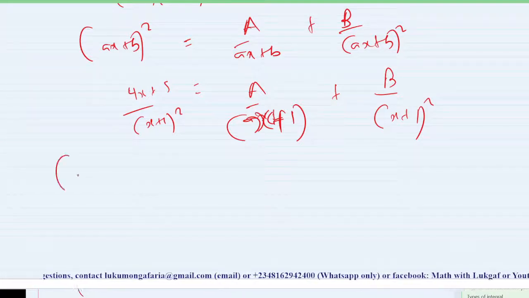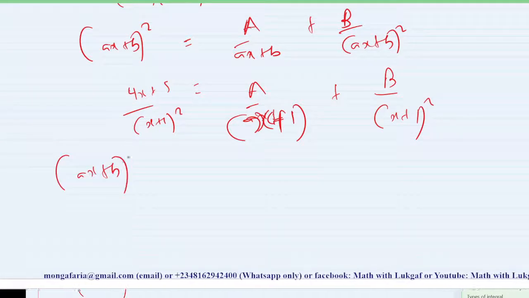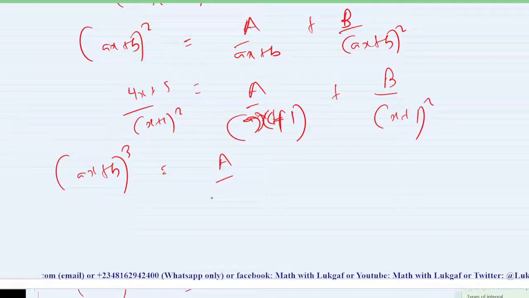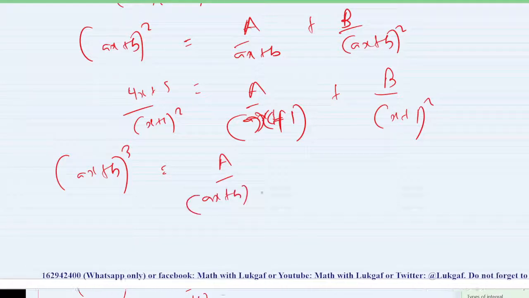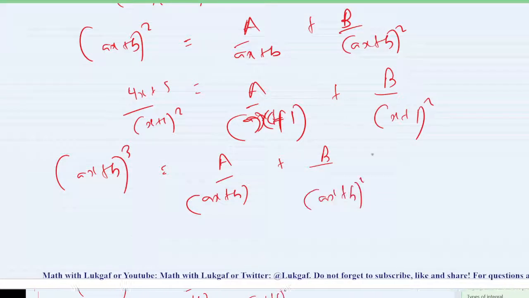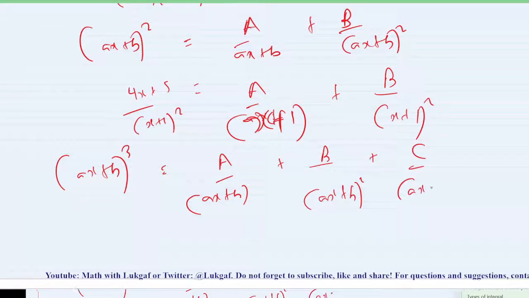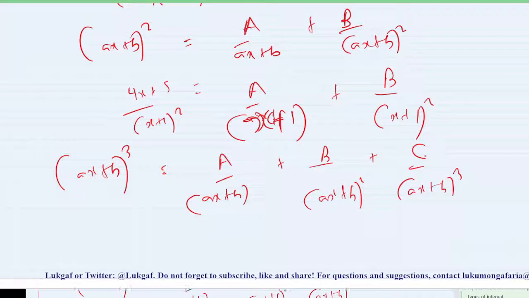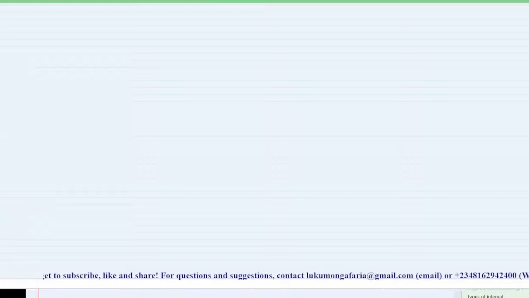In essence, if you have your denominator as this, then I'm going to have A over (as + b), like I've explained the other time, plus B over (as + b) squared plus C over (as + b) raised to power 3. Likewise, we have quadratic factors in the denominator.